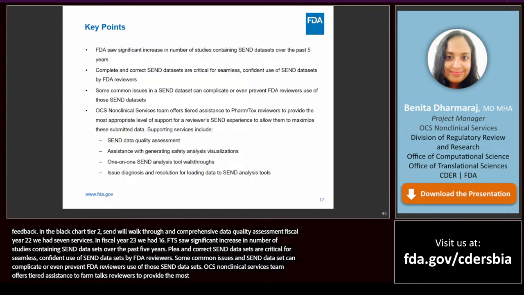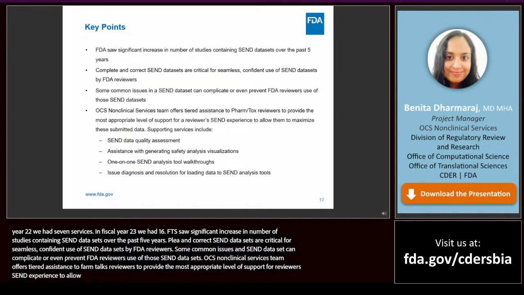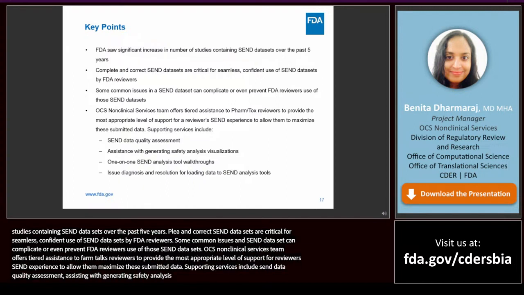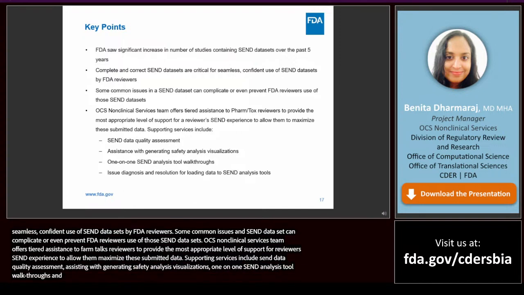Supporting services include SEND data quality assessment, assistance with generating safety analysis visualizations, one-on-one SEND analysis tool walkthroughs, and issue diagnosis and resolution for loading data to SEND analysis tools. Next, Jennifer Feldmann will be discussing common issues with SEND data submitted for safety pharmacology studies.